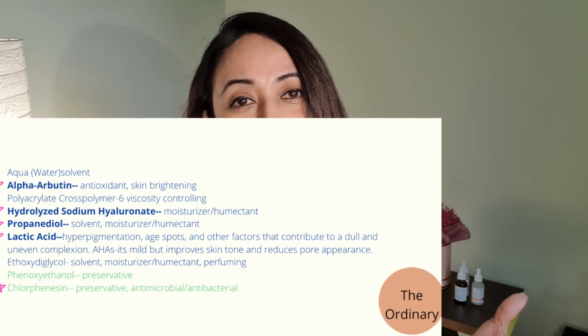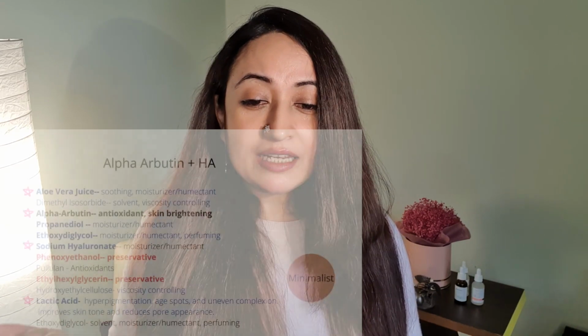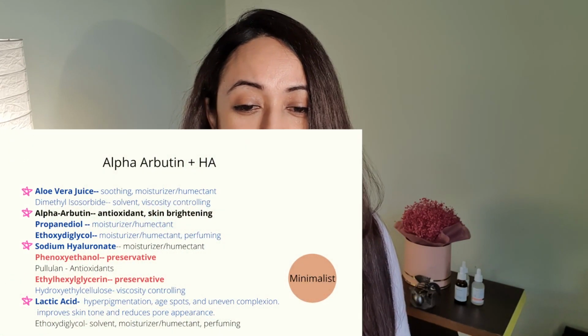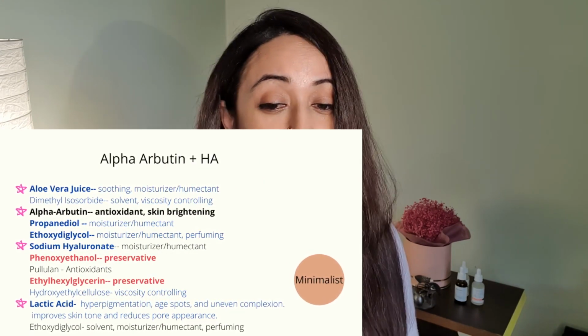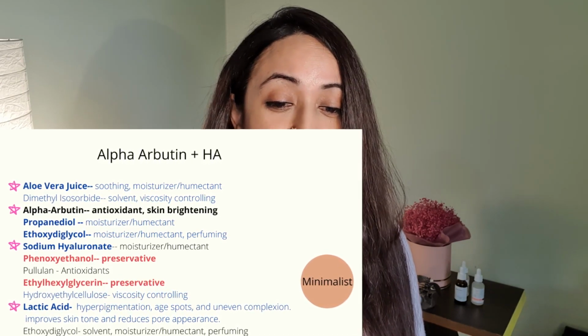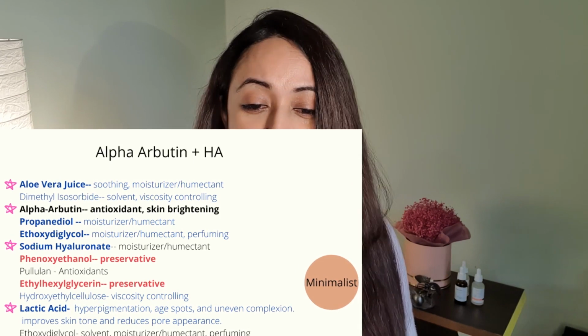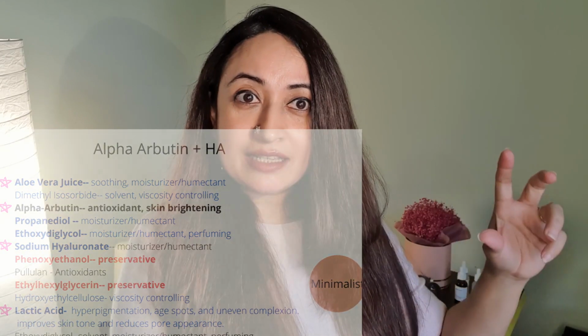And we know that the alpha arbutin from The Ordinary is just fantastic. Moving on to the alpha arbutin with the hyaluronic acid from Minimalist, we see that it's got aloe vera juice, which is again great. Then it has alpha arbutin, which is the ingredient that we are looking for in this particular formulation. And then it also has sodium hyaluronate, just like The Ordinary has. And it also has lactic acid, which is again great for hyperpigmentation, age spots, uneven complexion, reducing pore sizes. So it's a great product in itself, the alpha arbutin with hyaluronic acid from Minimalist.